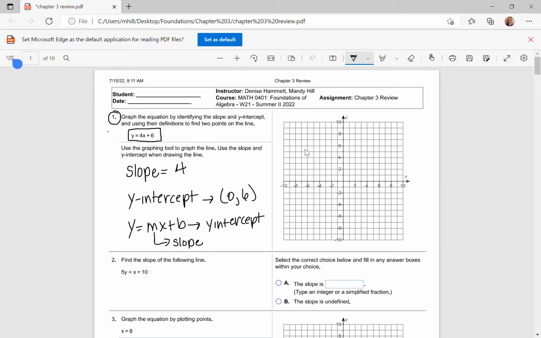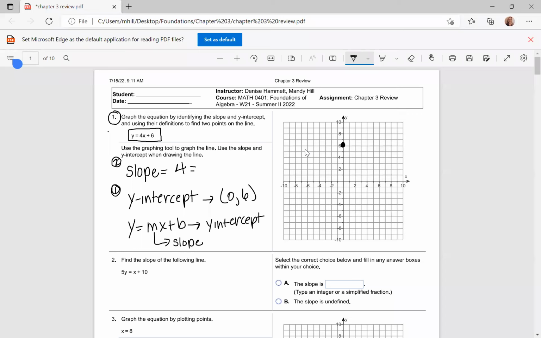So positive 6. When you graph this, you want to always plot your y-intercept first, and then you want to do your slope second. So we're going to go to 0, 6. Put a dot there. If you're using the graphing tool, you're going to pick that this makes a straight line first. Then you're going to plot the point 0, 6.